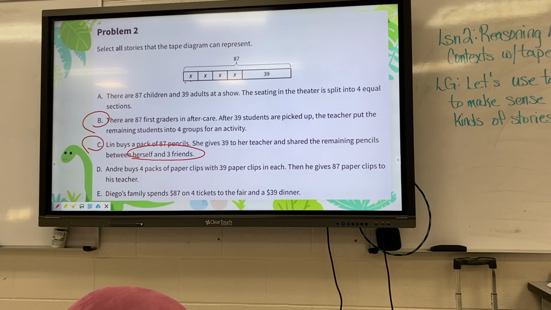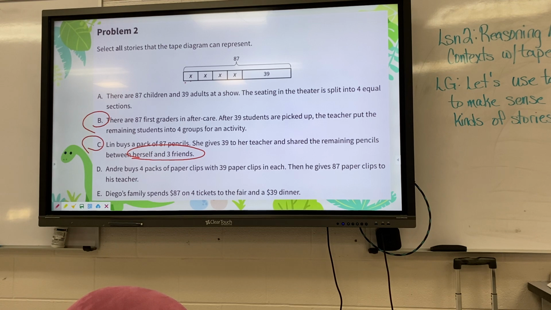Anybody disagree with their explanation? All right, did anybody see it a different way to explain it? I just explained B. Okay, how about D? Andre buys 4 packs of paper clips and 39 clips in each. Then he gives 87 paper clips to his teacher. No, that's not gonna equal. Okay. All right, how about E?